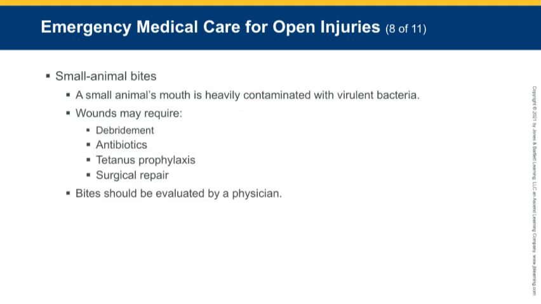Rabies is a significant concern with animal bites. This viral infection affects the central nervous system and can be fatal if untreated. It is transmitted through the saliva of an infected animal. If rabies exposure is suspected, the patient will require a series of special vaccinations to prevent the virus from spreading. Immediate medical evaluation is essential.